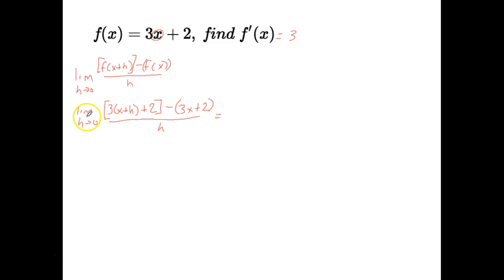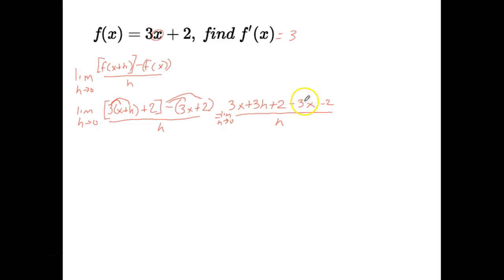Now remember, what I want to do on a limit to any number is plug it in and get the answer. Well, if you plug in 0 here, you end up with a 0 in the denominator, which is undefined. And so you go to the second step, which is manipulating the problem to try to make it so you can plug in 0. So let's manipulate this problem. The way I'm going to manipulate it is distribute this 3 into both of those, distribute this negative into both of these. Okay, so we're going to have 3x plus 3h plus 2 minus 3x minus 2 all divided by h. Now remember, I still have the limit as h approaches 0 on the front here.